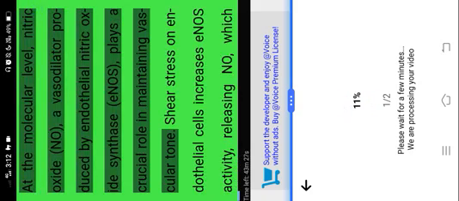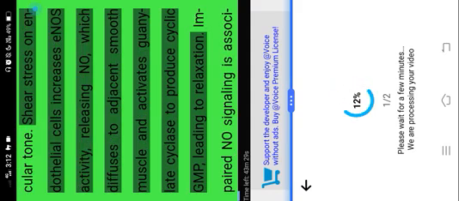At the molecular level, nitric oxide, NO, a vasodilator produced by endothelial nitric oxide synthase, eNOS, plays a crucial role in maintaining vascular tone. Shear stress on endothelial cells increases eNOS activity, releasing NO, which diffuses to adjacent smooth muscle and activates guanylate cyclase to produce cyclic GMP, leading to relaxation. Impaired NO signaling is associated with hypertension and atherosclerosis.